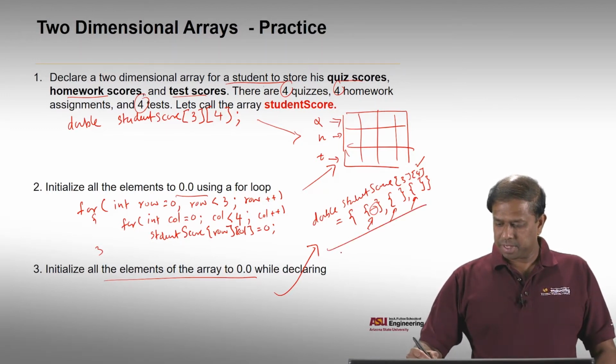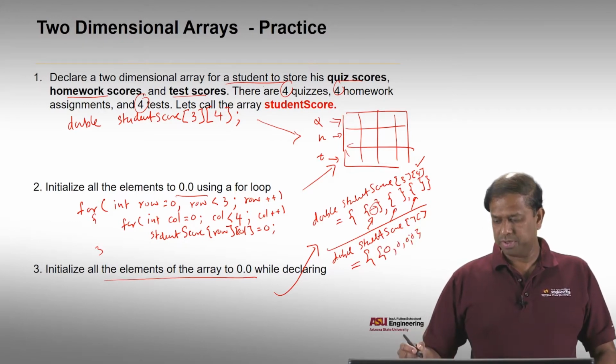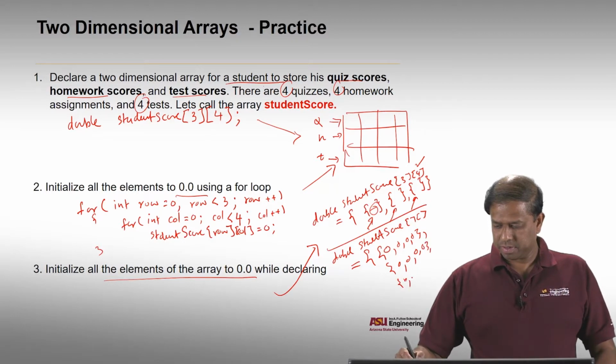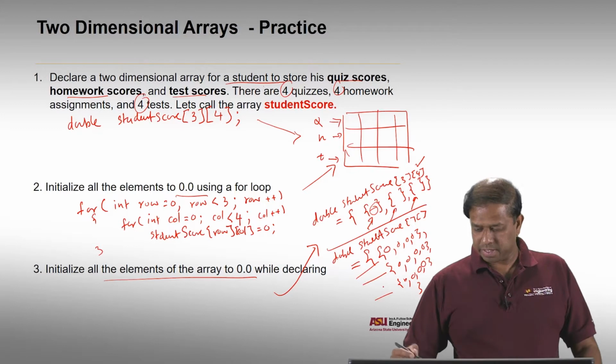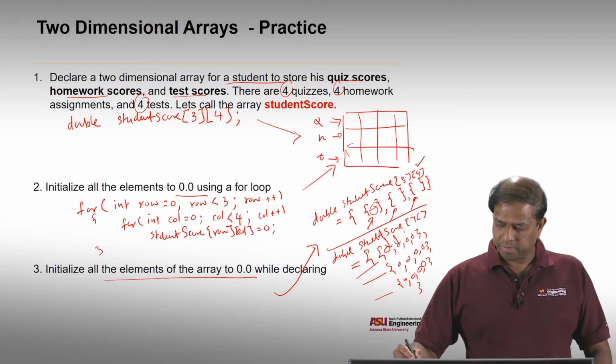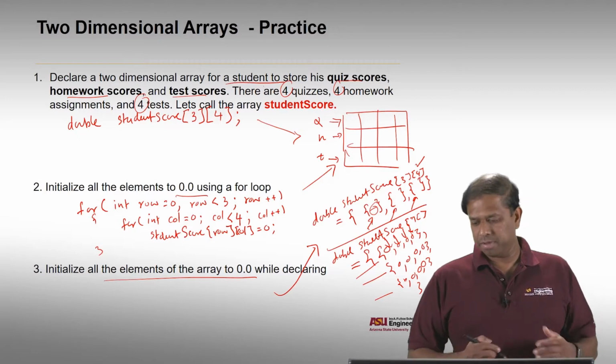We can declare the same thing: double student score. This time we are not going to give the size, but we can specify how many values are going to be in each row. Something like this, 0. That's going to allocate an array of 3 rows because of this, and 4 columns because there are 4 values in here. Each of these values will be initialized to 0.